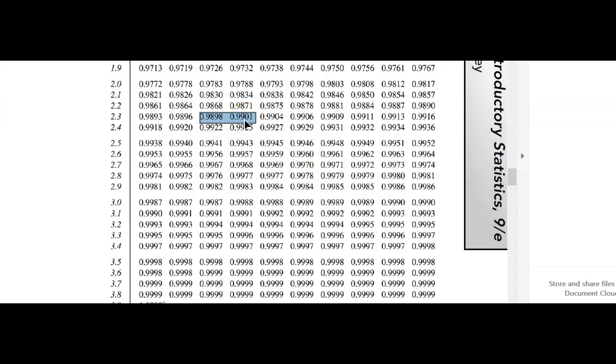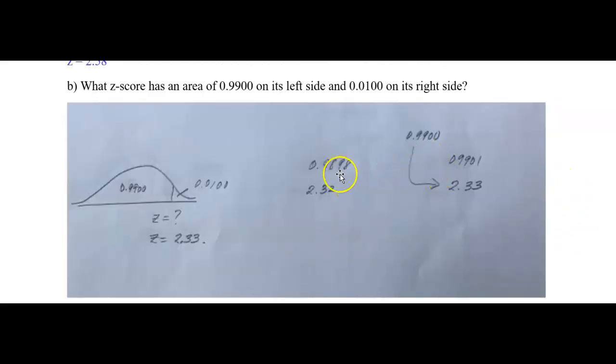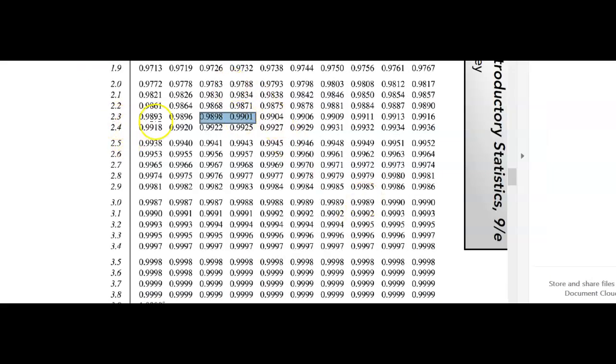2.33. Notice that this case is different from the previous case where it was exactly in the middle. 9900 is not exactly in the middle between these two numbers, right? It's closer to one of them. 9900 is closer to 9901, so we use the same z-score: 9901 has a z-score of 2.33.